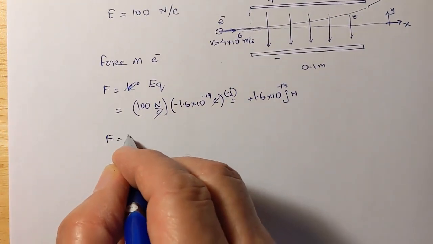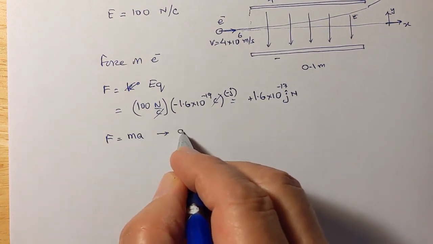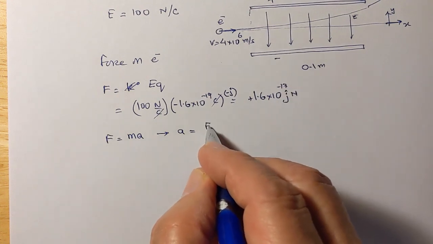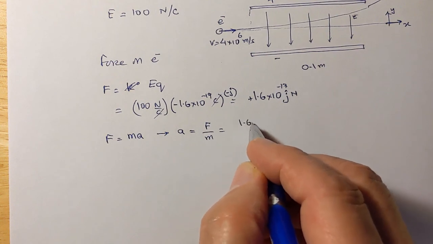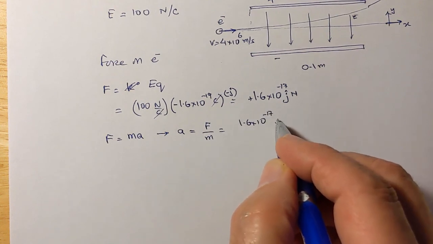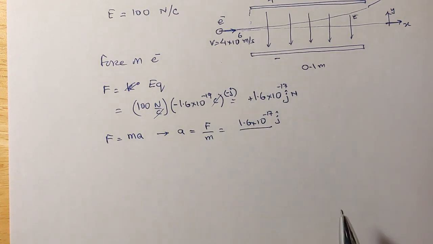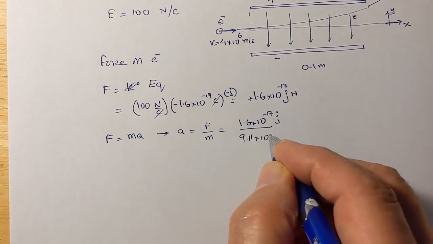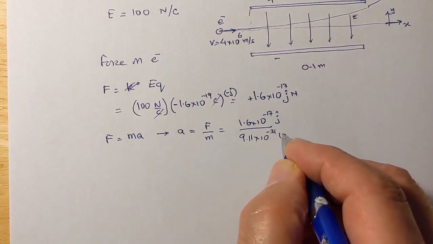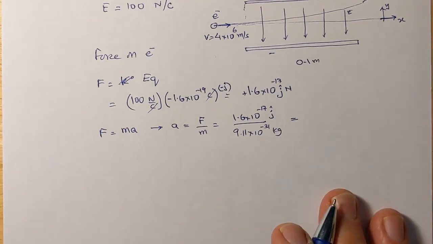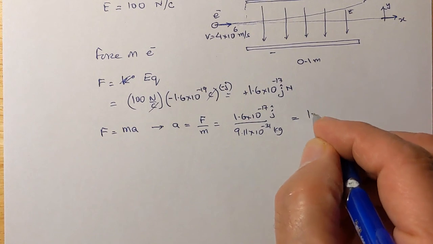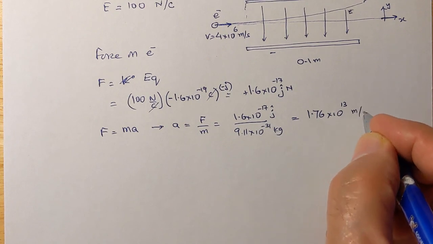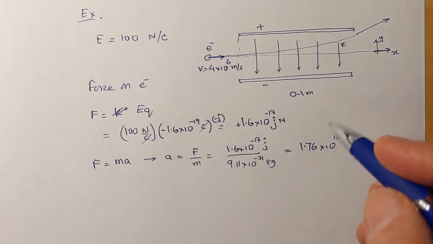Now we use the equation F equals ma to find the acceleration, and that's going to be in the direction of the force, so it's going to be in the j direction. It's going to be F over m, and that's 1.6 into 10 to the power minus 17 j over the mass, and the mass of the electron is 9.11 into 10 to the power minus 31 kilograms. That gives 1.76, rounded to 3 figures, into 10 to the power 13 meters per second squared. So it has a tremendous acceleration upwards.